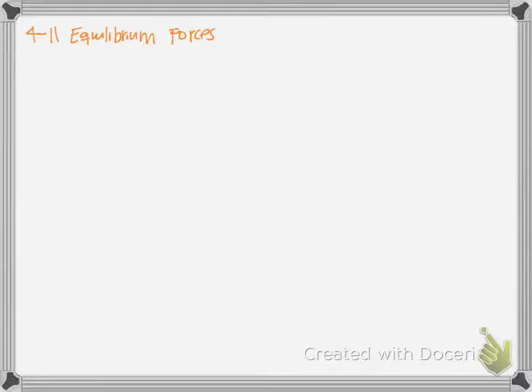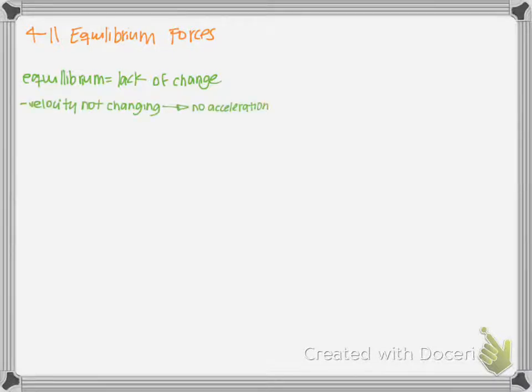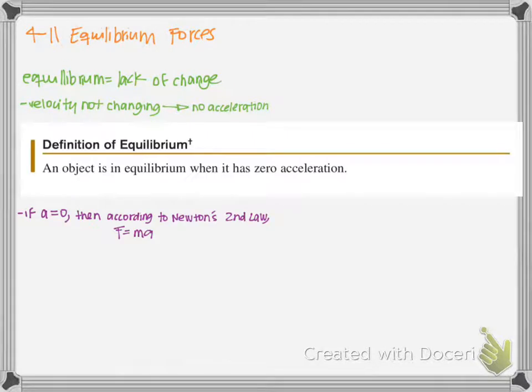Now, the concept of equilibrium is a very important one to understand, but very easy at the same time. When an object is in equilibrium, we say it doesn't change. It lacks change, actually. Because it doesn't change, the velocity is not changing, meaning that there will not be an acceleration. So, by the definition of physics, an object is in equilibrium when it has zero acceleration.